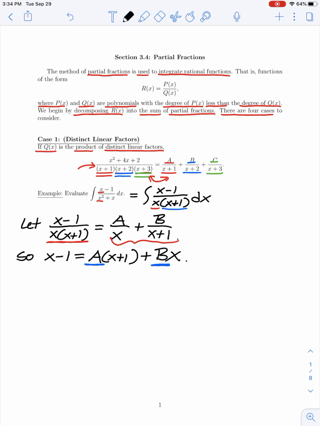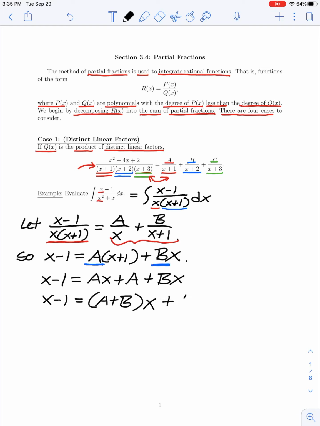Another approach which I could have used, and this will be an approach which is necessary later in this section, would be to expand the expression that I have on the right-hand side of this earlier equation. If I expand, I would have ax plus a plus bx, and then collecting like terms, I could group the ax and bx terms together, and I would have (a plus b) times x plus a.